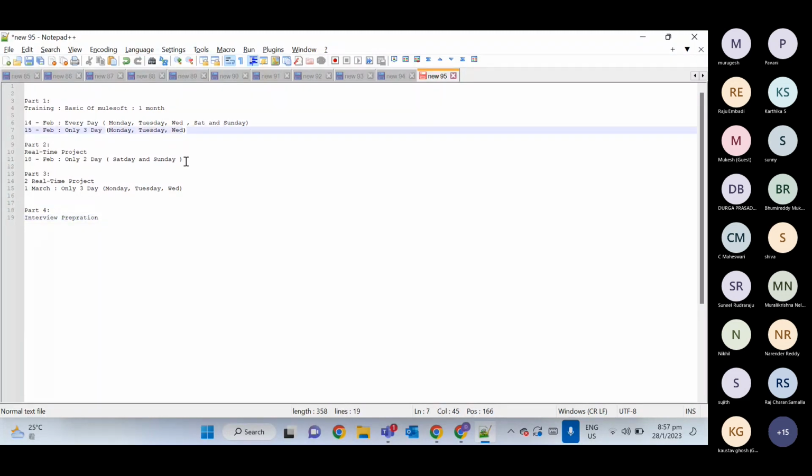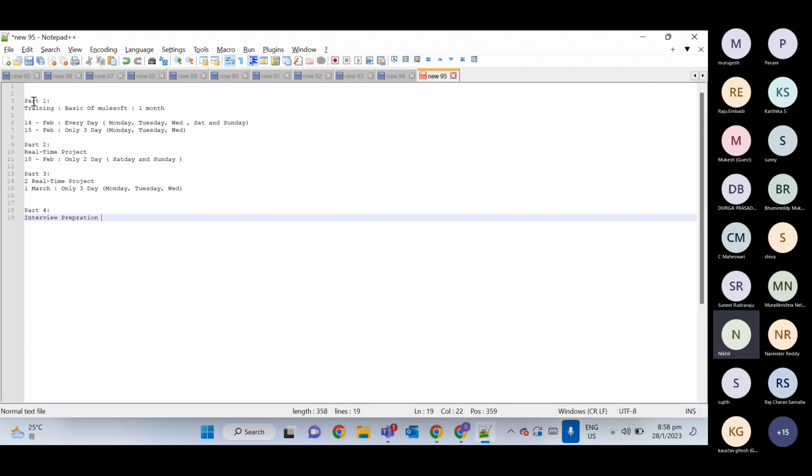Then in part two, there will be one real-time project where I will do everything. You will watch how I am doing things, you will understand, follow the same steps, and do the same thing in your system. But in part three, you will do everything by yourself, whatever you learned in part two, and I will only help resolve your doubts. Then in part four, we will have interview preparation. Still, if anyone has any doubt, we can discuss offline.